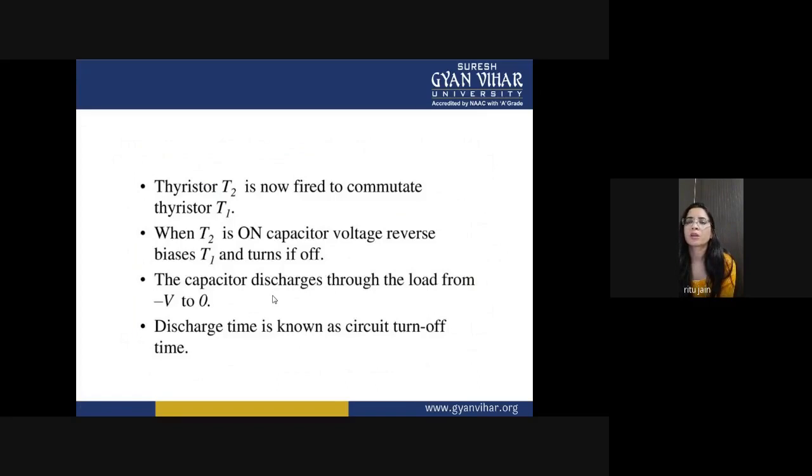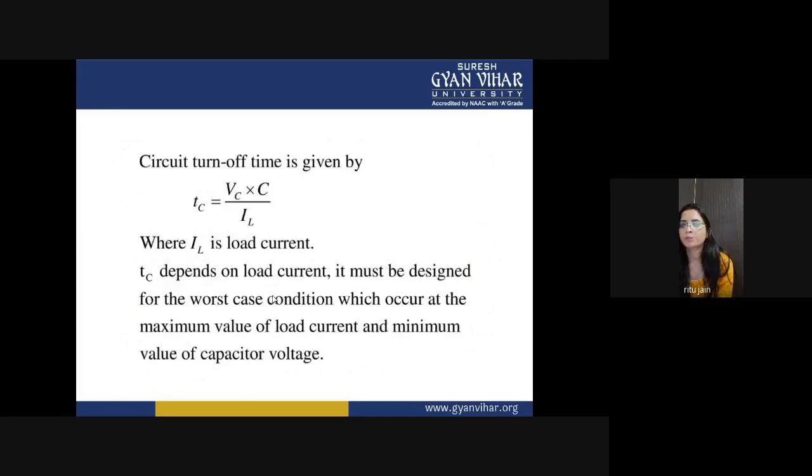So the capacitor discharges through the load from minus V to 0. So the discharge time is known as your turn off time. So circuit turn off time is given by TC is equal to VC into C upon IL, which is very important because sometimes some numerical is asked, which is based on your turn off time.